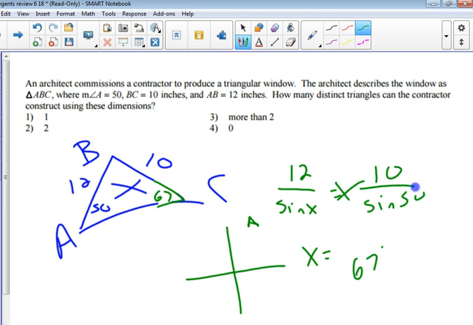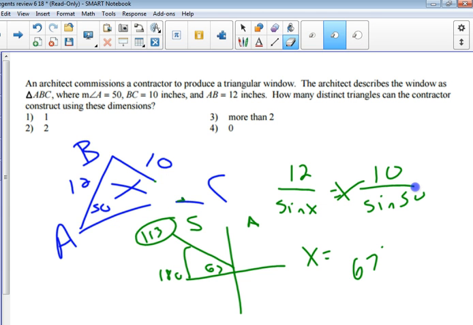You already did the first quadrant. We have to do the second because of the sine. So if I take 180 and subtract 67, what's that going to give us? 113, yeah. Now if you put 113 in here, 50 and 113, am I over 180? No. So how many triangles work? 2. Okay, good.